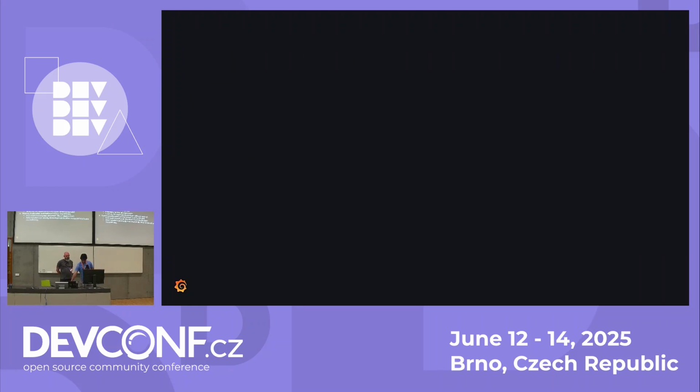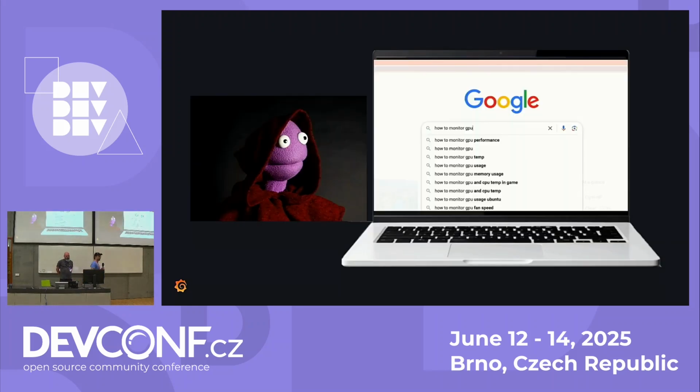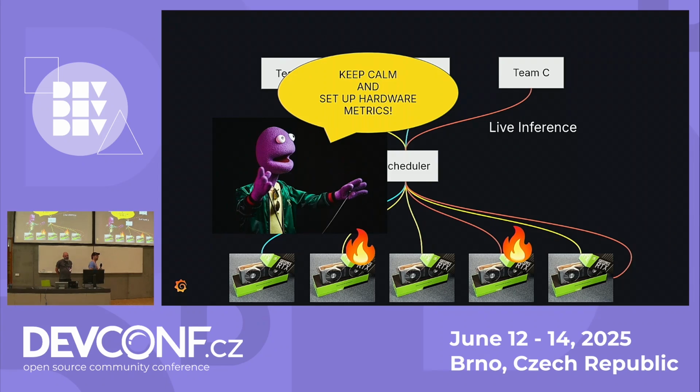So coming back to our friend Randy, he does what every great engineer does. He asks his favorite search engine, how do I monitor my GPU? And after a short session of despair, he comes back with, we're just going to set up hardware metrics. If the GPU starts misbehaving, there has to be some sensor in there to figure it out. And there are some projects that do exactly that.